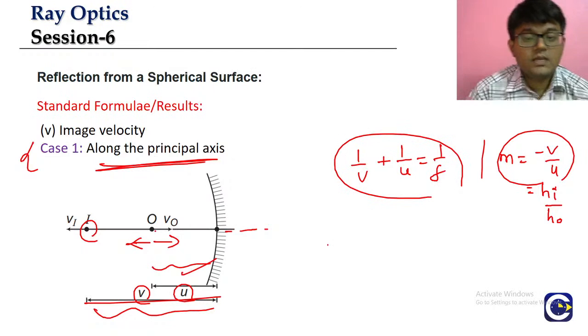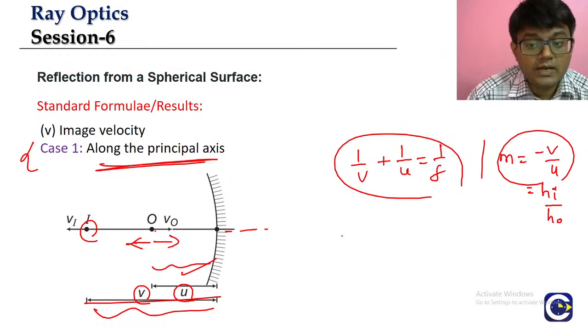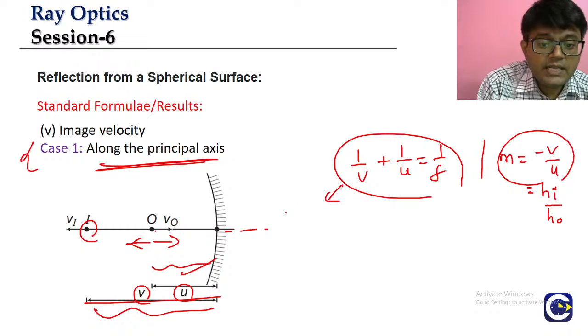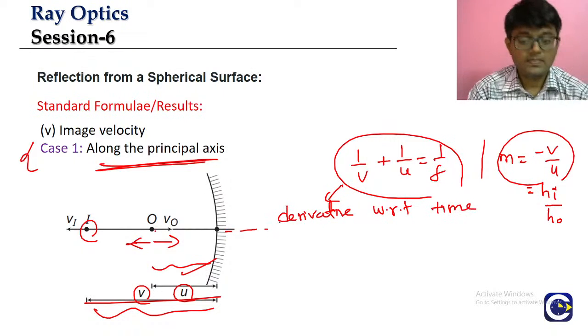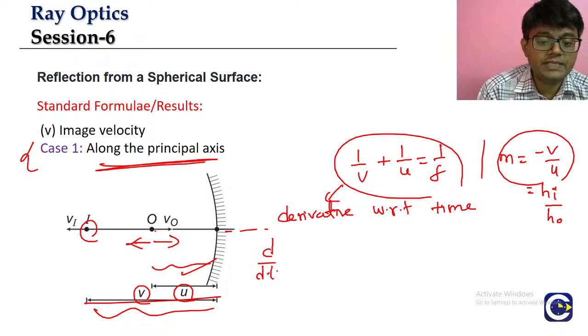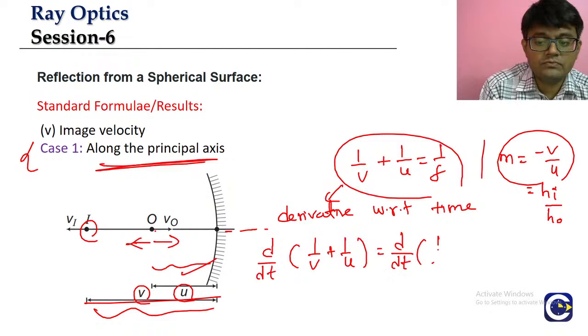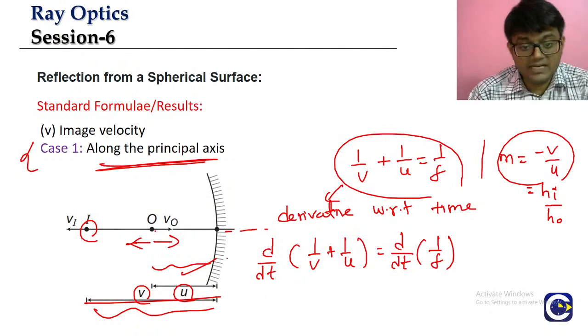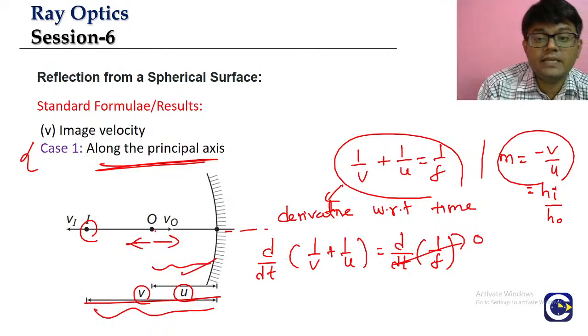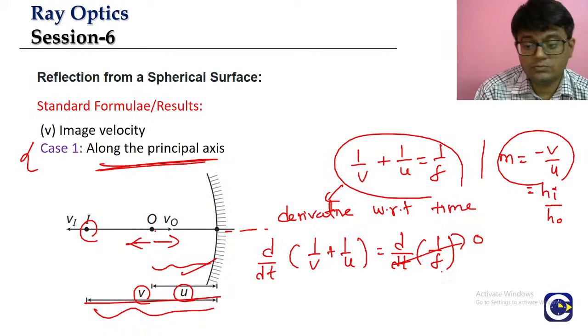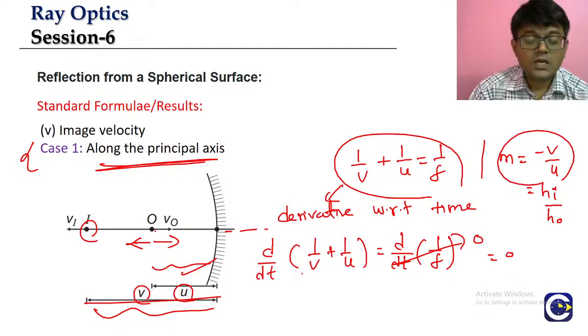Now look at this equation. 1 by v plus 1 by u is equal to 1 by f. This is our mirror equation. Take a derivative with respect to time. So we will take a derivative of this equation. On the right side also we have to take a derivative. Now for a given mirror the focal length is constant. So on the RHS we are taking the derivative of a constant. What will be the derivative of a constant? 0. So the RHS is becoming 0. Now look at the LHS part.